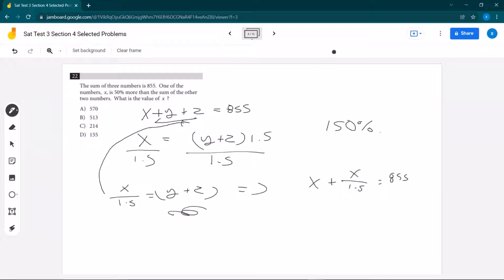Well, what's 1.5? That's 3 halves. So we have 2/3 x, because this is x divided by 3 halves, and reciprocating that, we get 2/3 x plus 3/3 x equals 855. So it's 5/3 x equals 855, which means that essentially what we're looking for is 3/5 times 855. So we'll do that out by hand here.